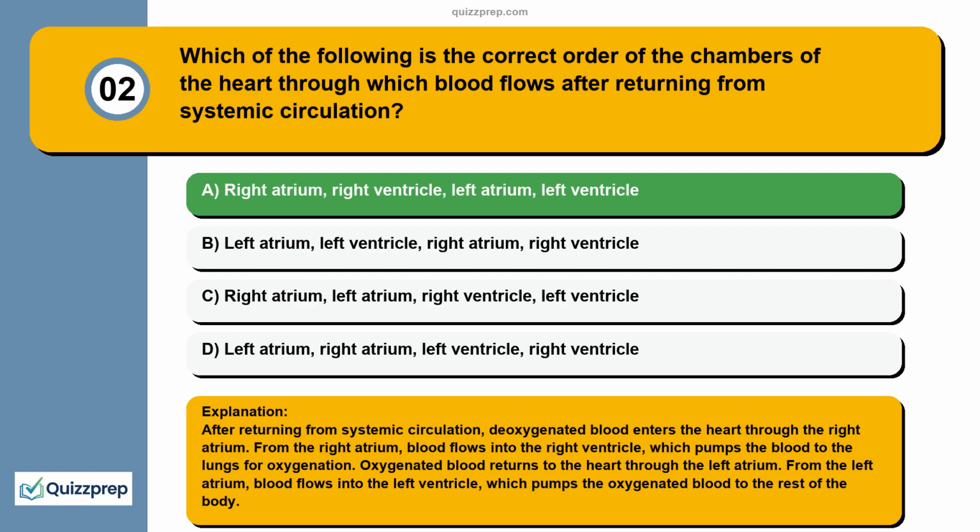After returning from systemic circulation, deoxygenated blood enters the heart through the right atrium. From the right atrium, blood flows into the right ventricle, which pumps the blood to the lungs for oxygenation. Oxygenated blood returns to the heart through the left atrium. From the left atrium, blood flows into the left ventricle, which pumps the oxygenated blood to the rest of the body.